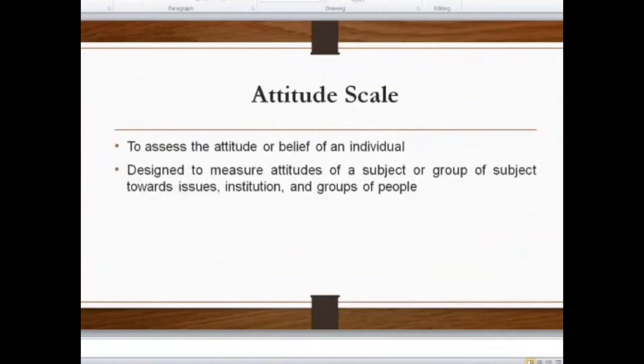Now we shall discuss about the attitude scale. Attitude scale assesses the attitude or belief of an individual.